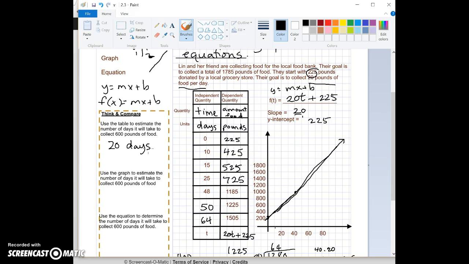All right? Now let's do the next one. Use the graph to estimate the number of days it will take to collect 600 pounds of food. So let's see. We want to find where 600 is, and 600 is right about here. Here's 600, and we come over, and it looks like it's sitting at about 20 days.